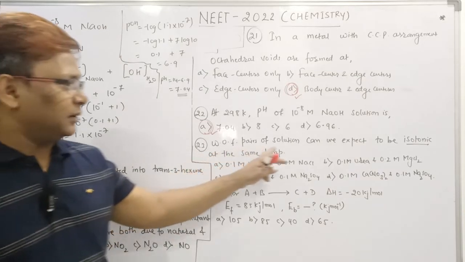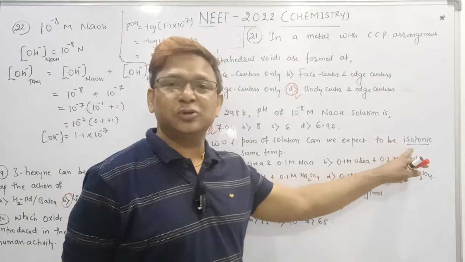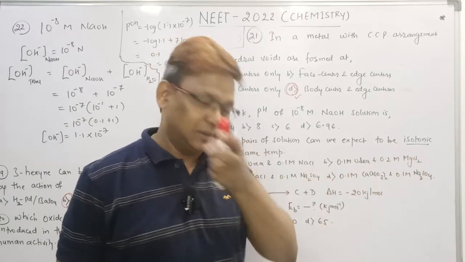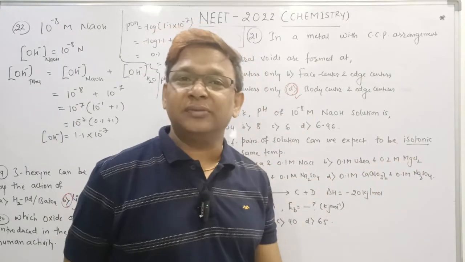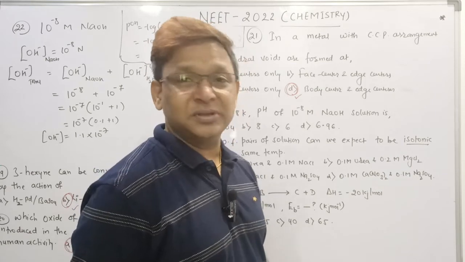Which of the following pair of solutions can be expected to be isotonic at the same temperature? Do you know what isotonic means? Same osmotic pressure. Same osmotic pressure means obviously their colligative properties should be the same, the particles should be the same.